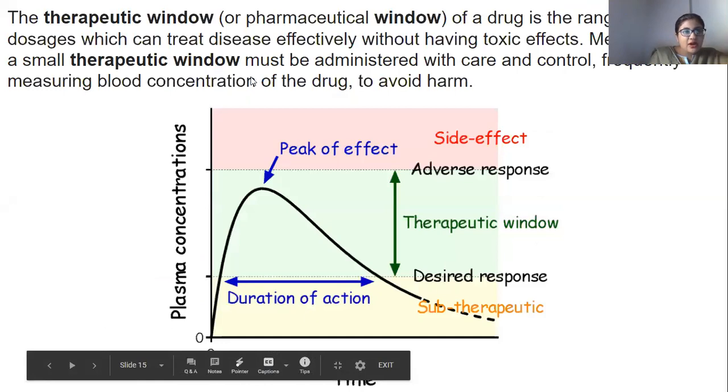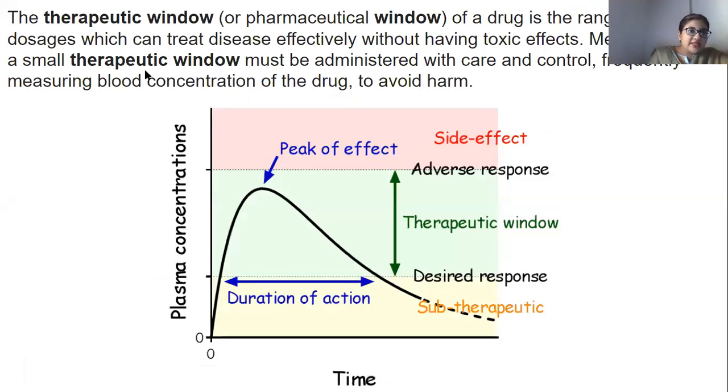Now, another terminology, therapeutic window. What is that? Therapeutic window or pharmaceutical window of a drug is the range of drug dosage which can treat disease effectively without having toxic effects. Medication with a smaller therapeutic window must be administered with care and control, frequently measuring blood concentration of a drug to avoid any harm. You see, this is the therapeutic window. This is the duration of action it is producing, and this is the peak effect.